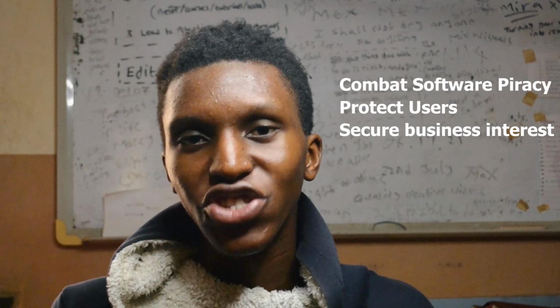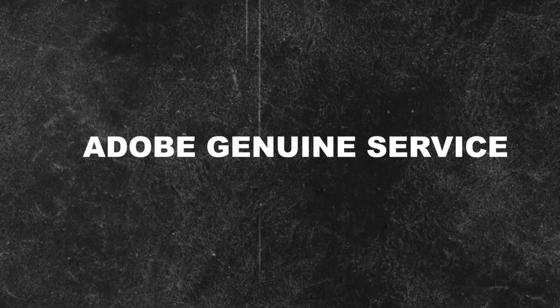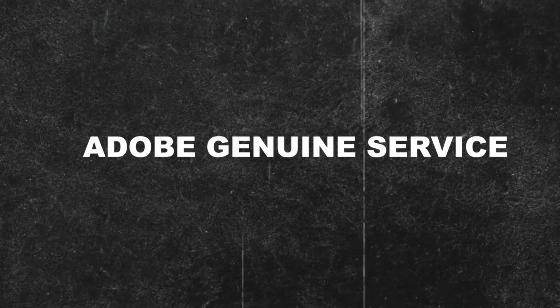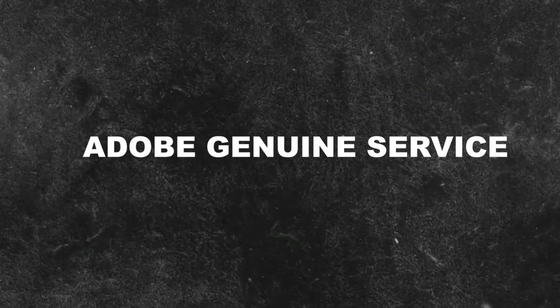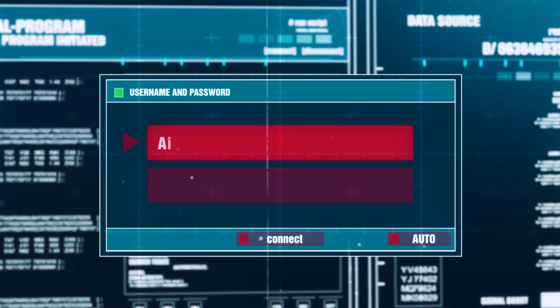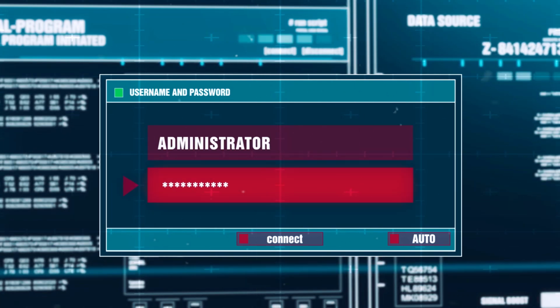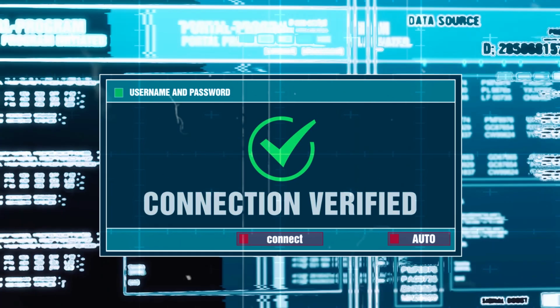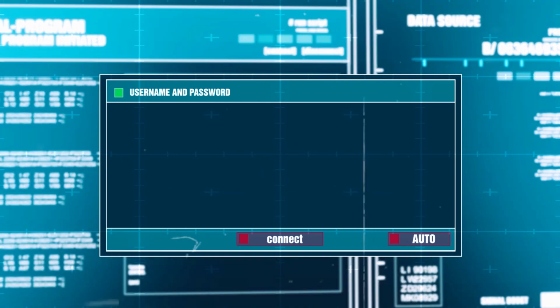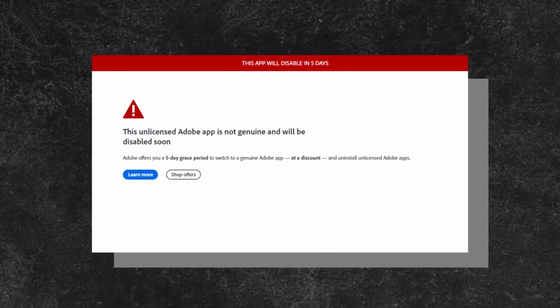And this is where AGS comes in. It stands for Adobe Genuine Service, and it is a software developed by Adobe Systems. Its primary function is to verify the authenticity of Adobe softwares installed on a user's computer. If AGS detects a software installation that it suspects to be unauthorized or non-genuine or pirated, it may generate notifications or prompts to the user.